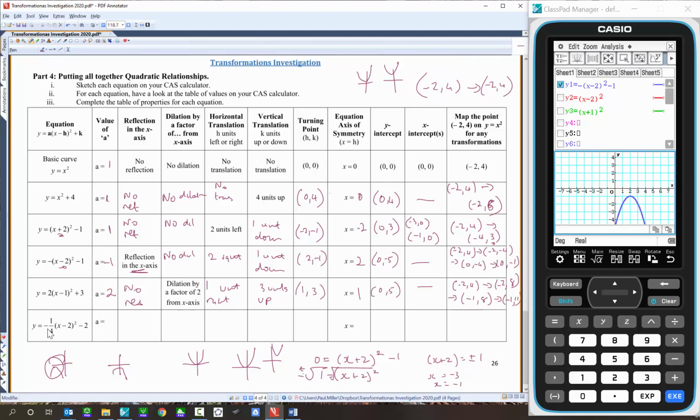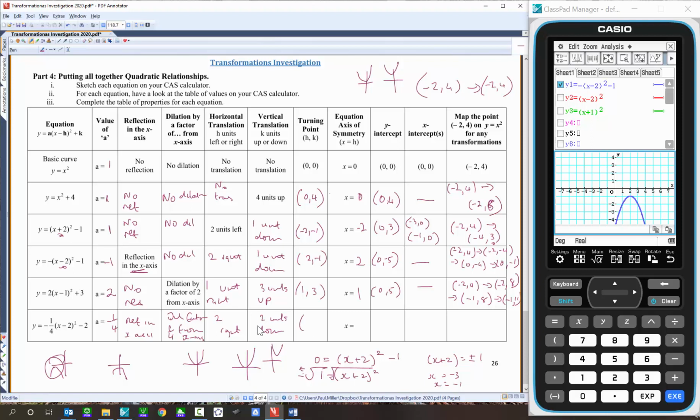All right, let's try this last one here. It's got the whole kit and caboodle. Okay, so our A value here is -1/4. All right, so it's got a reflection in x-axis. It's got a dilation factor from the x-axis. It goes 2 units to the right and 2 units down.